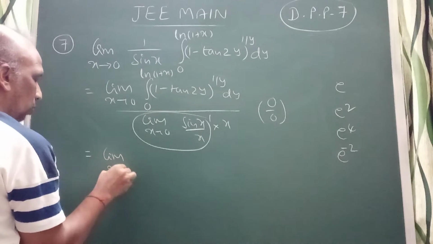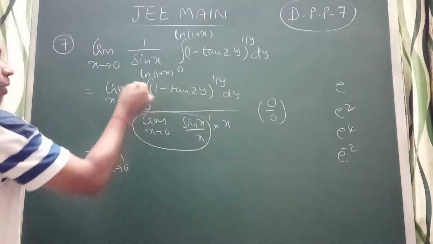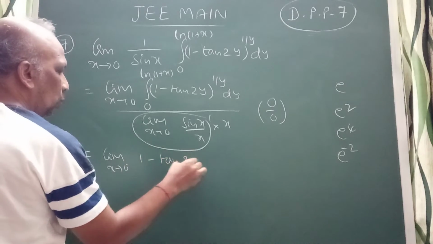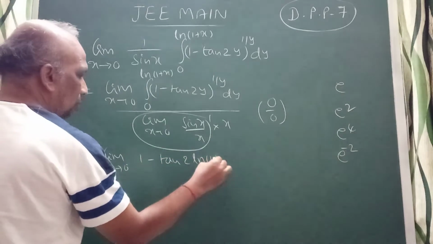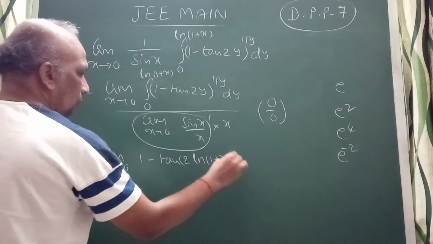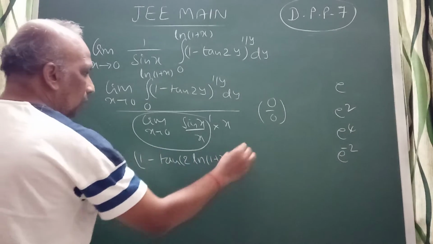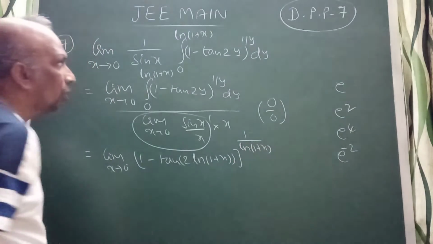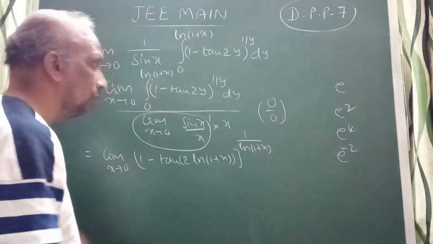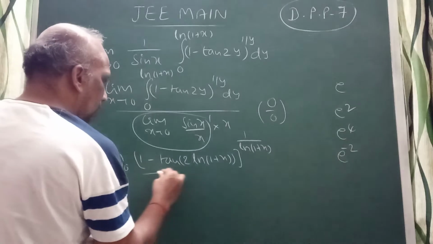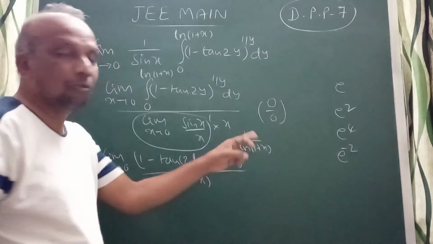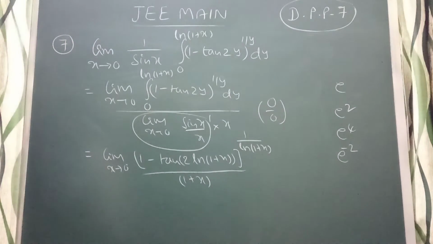Limit x tends to 0, the derivative of the numerator will become (1 minus tan 2 ln of (1 plus x)) whole power 1 by ln of (1 plus x), times the derivative of ln of (1 plus x), which is 1 by (1 plus x). It comes like this, right? The derivative of log of (1 plus x) is 1 by (1 plus x).